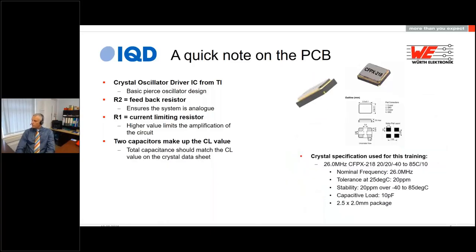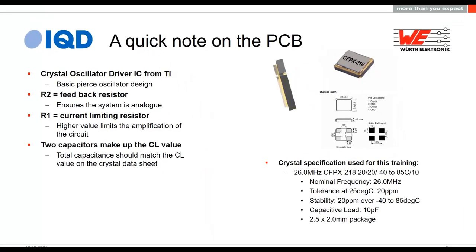And for this particular job, what I'm going to talk about is one specific crystal, and it's a 26 megahertz crystal in a 2.5 by 2 millimeter package. We call that a CFPX 218, but it's nothing special. Bog standard crystal from stores. This particular one has got a 20 ppm tolerance when it's at room temperature, further 20 ppm over -40 to 85. It's supposed to run with a 10 picofarad capacitive load. Okay, so that's what we're going to be talking about today and looking at, yeah?